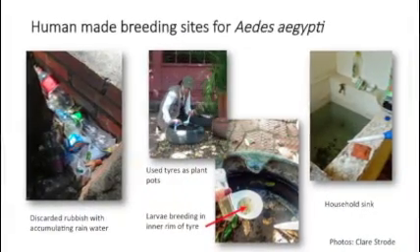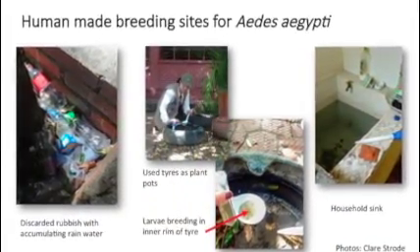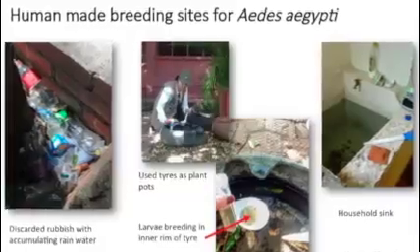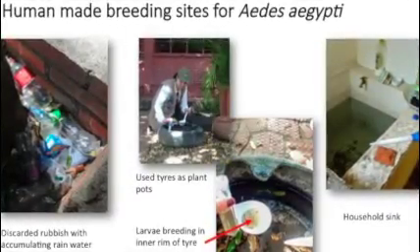Aedes aegypti has adapted superbly to live alongside its main food source, humans, using human-made containers as breeding sites. Therefore, eliminating breeding sites should be a key component of Aedes control.